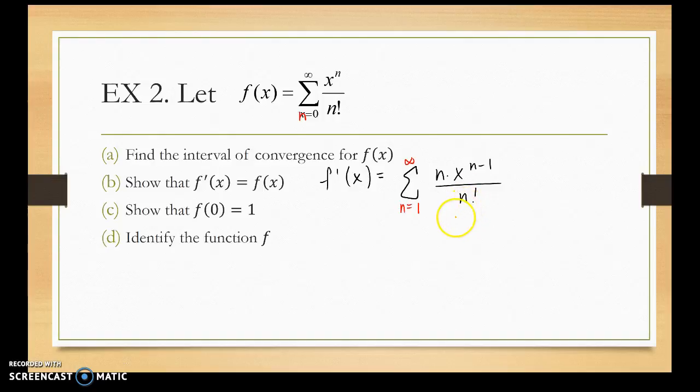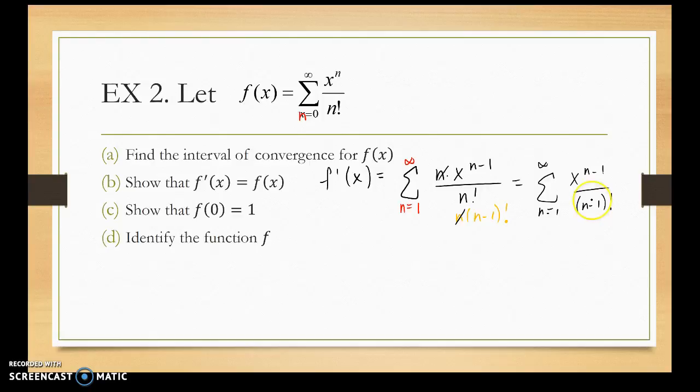And then let's do a little bit of simplifying. So if I think about n factorial, this would be n times n minus 1 factorial. Okay, I can get these to cancel. And now the series for my derivative is n equals 1 to infinity of x to the n minus 1 all over n minus 1 factorial. Okay, so I have to show that this derivative is equal to the original function.